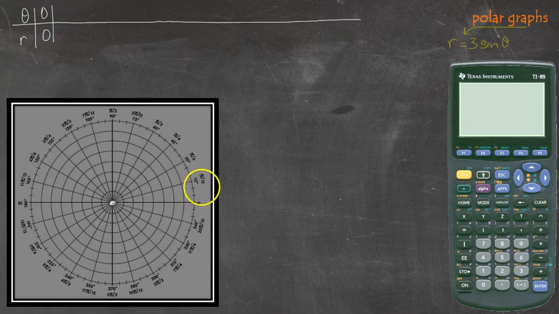The next angle I come to on the polar graph is 15 degrees. I can certainly use 15 degrees. I don't really want to. I want to use my common angles. So the next one I come to is 30 degrees, or pi over 6.